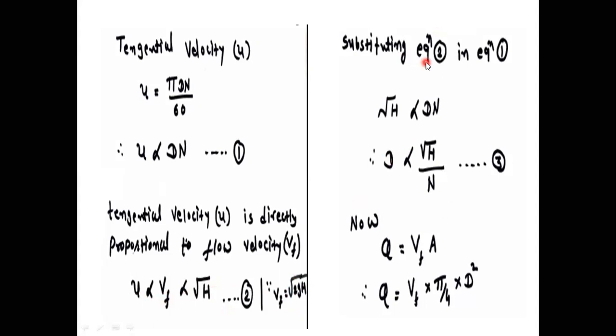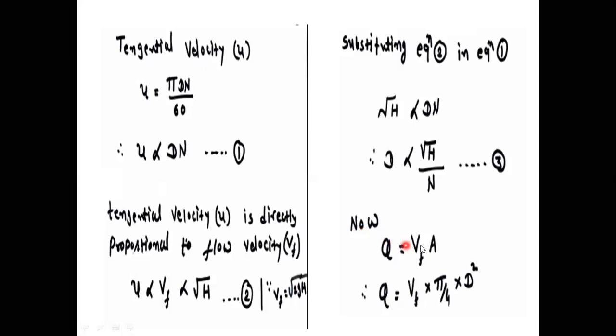Substituting the value of equation 2 in equation 1, u is directly proportional to square root H, so in equation number 1, instead of u we can put square root H. So square root H is directly proportional to D into N. That is why D is directly proportional to square root H divided by N. Say equation number 3.